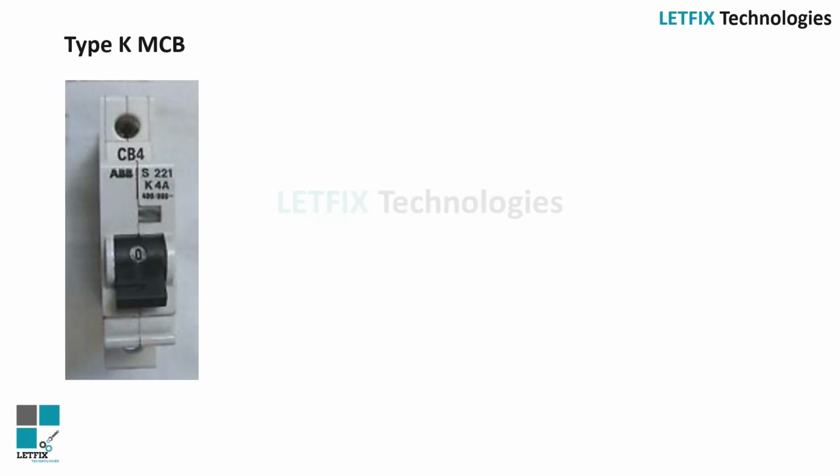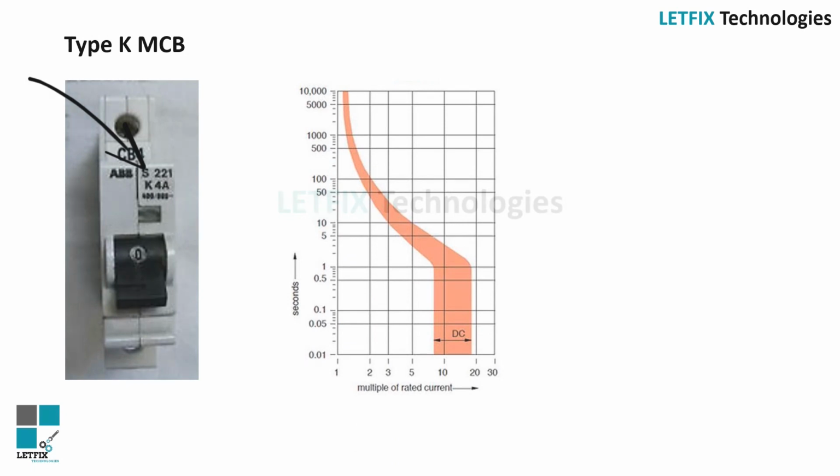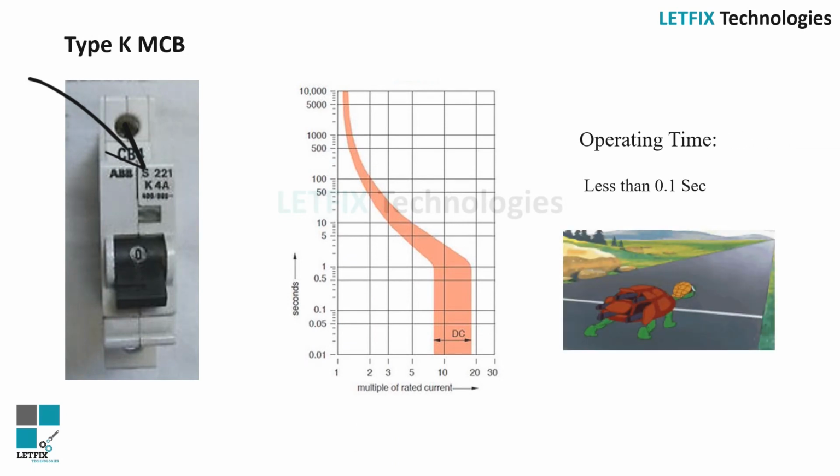Type K MCB. This type of MCB trips between 8 and 12 times the full load current. These are suitable for inductive and motor loads with high inrush currents. The K and D curve breakers are both designed for motor applications where ampacity rises quickly and momentarily during startup.